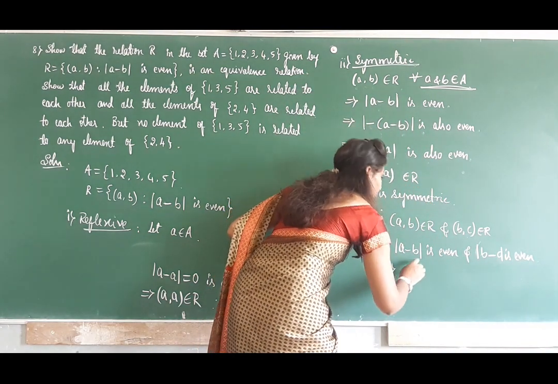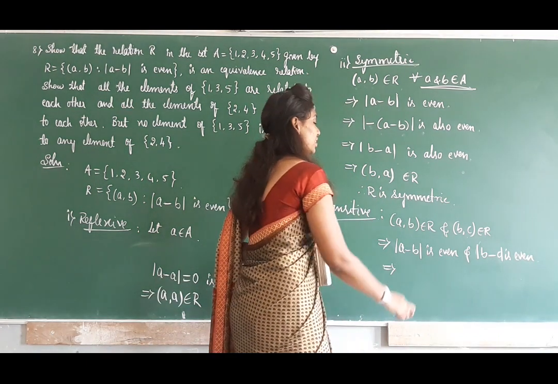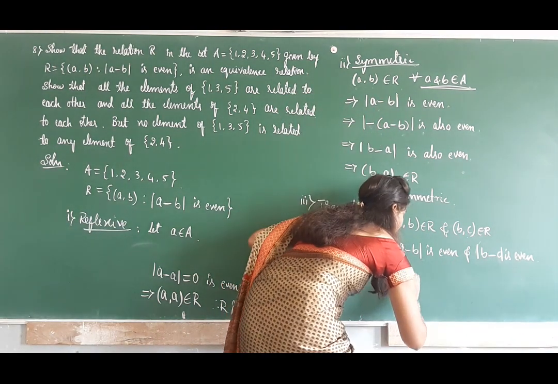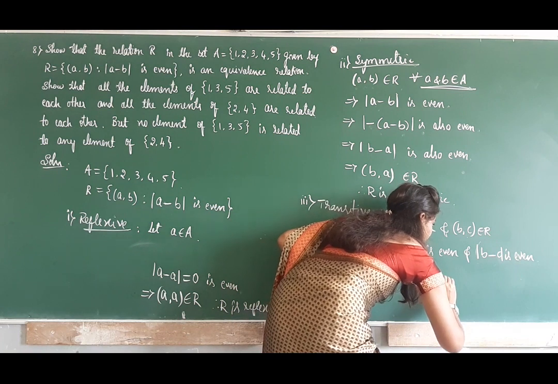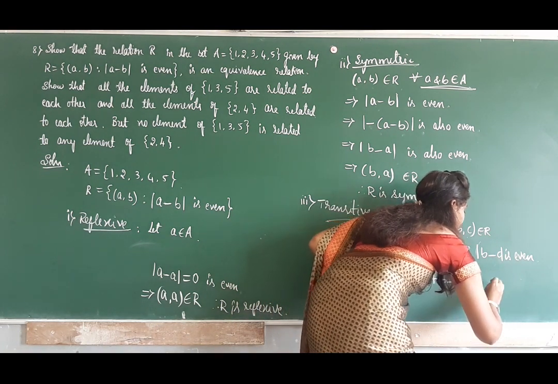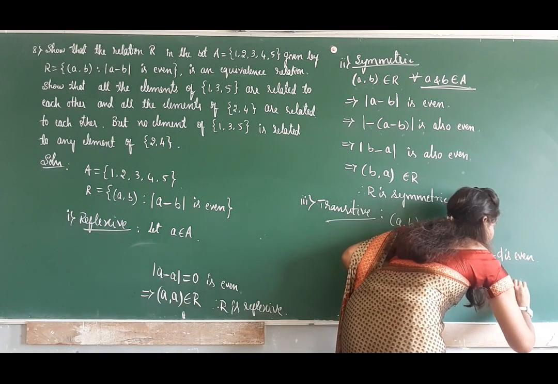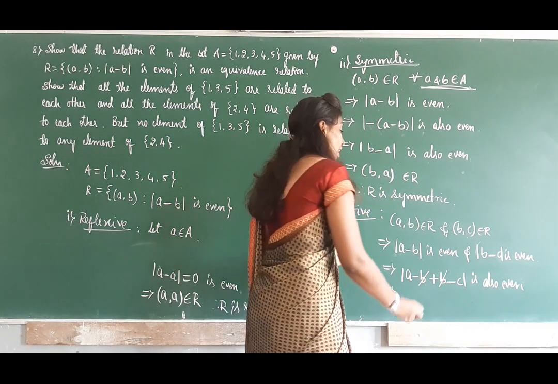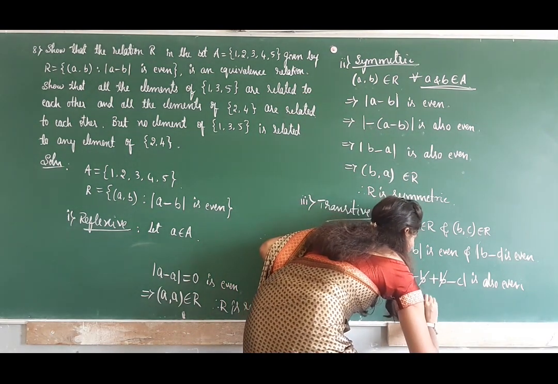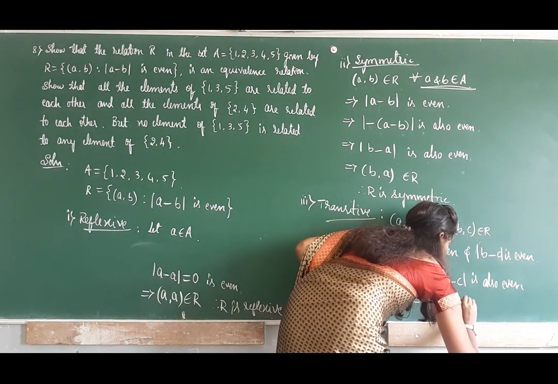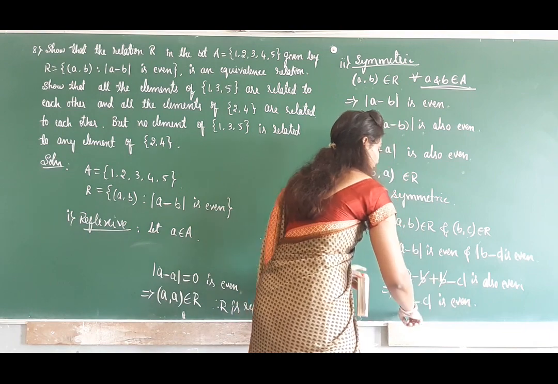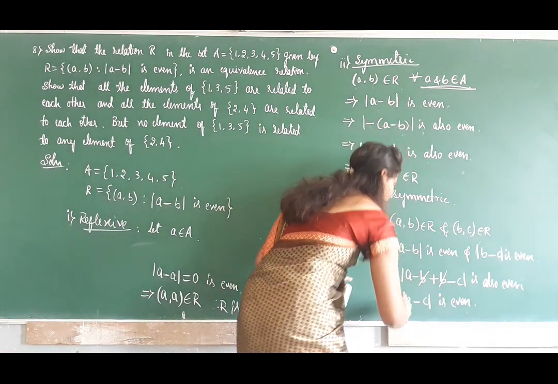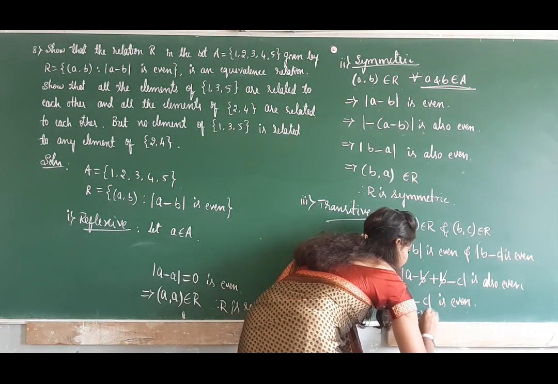Modulus of a minus b is even and modulus of b minus c is even. Then the addition of two even numbers is also an even number. That is, addition of modulus of a minus b and modulus of b minus c is also even. That is modulus of a minus b plus b minus c is also even. This implies minus b and plus b get cancelled and the remaining is modulus of a minus c is even. Modulus of a minus c is even, this implies ordered pair ac belongs to R.